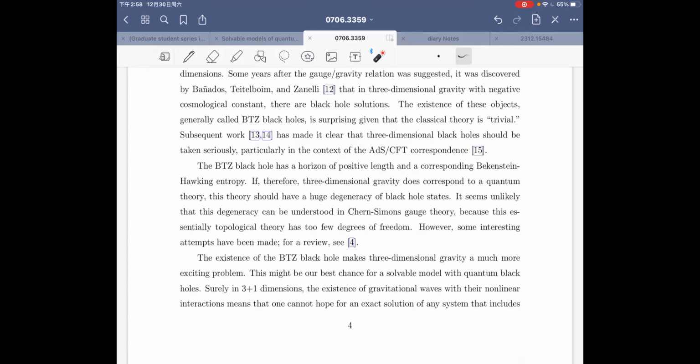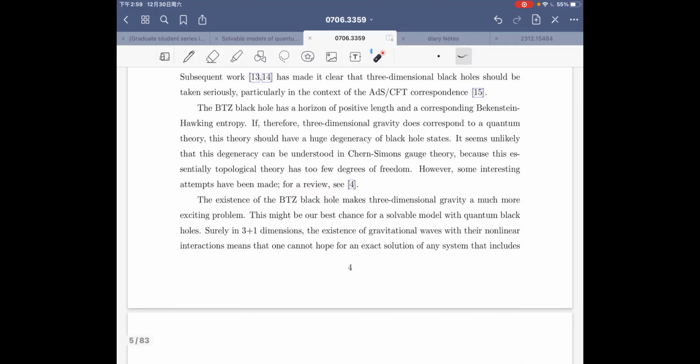Since the energy of the black hole is fixed, there must be a large number of degenerate microstates corresponding to it. It appears challenging to understand this within the framework of CS theory, because a topological theory does not have many degrees of freedom if you want to understand the large entropy from Chern-Simons theory. However, some attempts have been made.